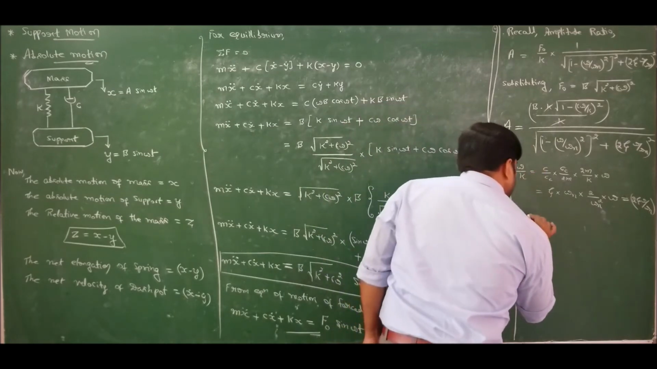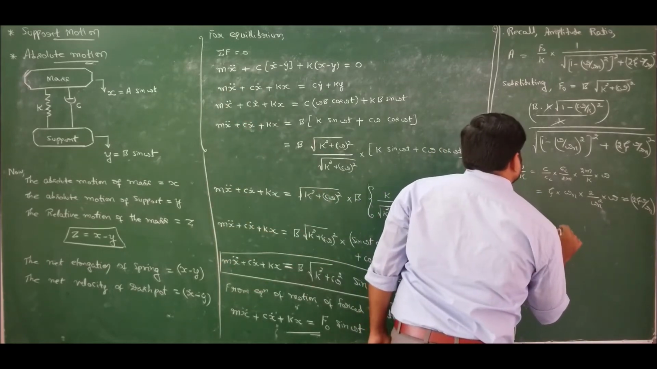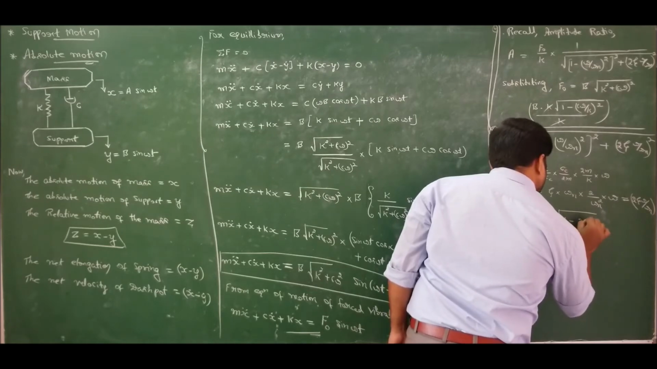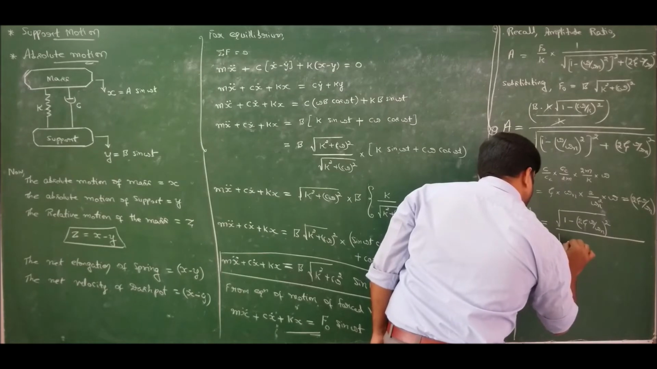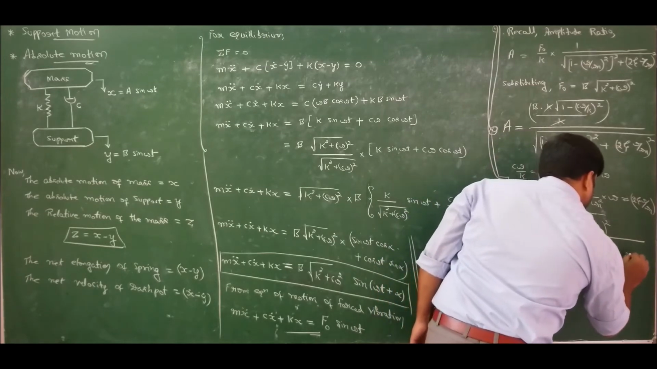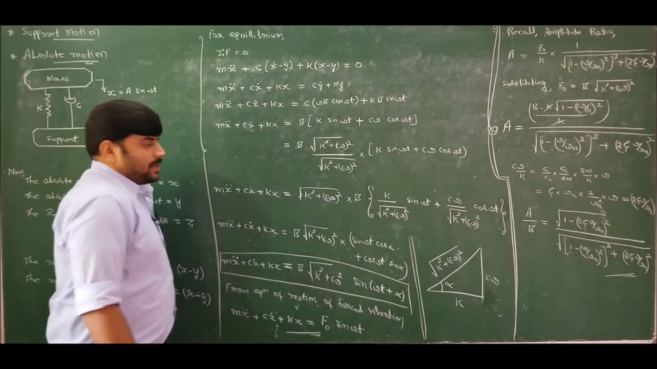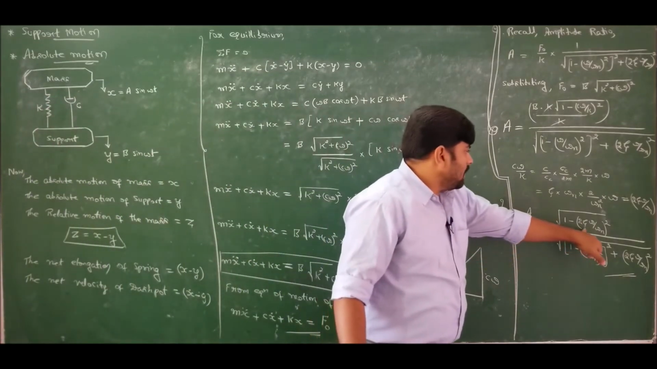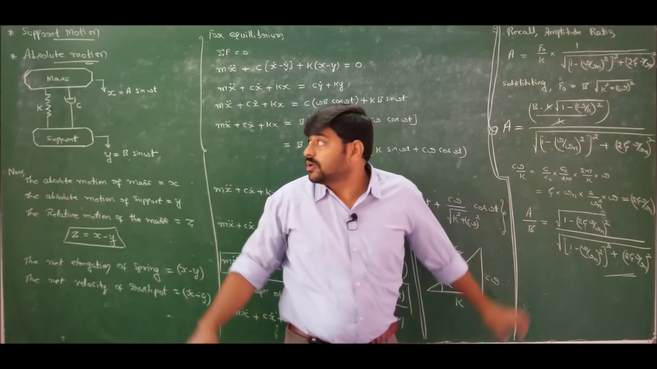So hence, the amplitude ratio for absolute motion will be A by B is equal to square root of 1 plus 2 zeta omega by omega n whole square, divided by square root of 1 minus omega by omega n whole square plus 2 zeta omega by omega n whole square. So now if I know the amplitude of vibration of the support, that is B, and if I know the damping ratio and the frequency ratio, I can find the amplitude of vibration of mass m, right? So this is the expression for the amplitude ratio of absolute motion.